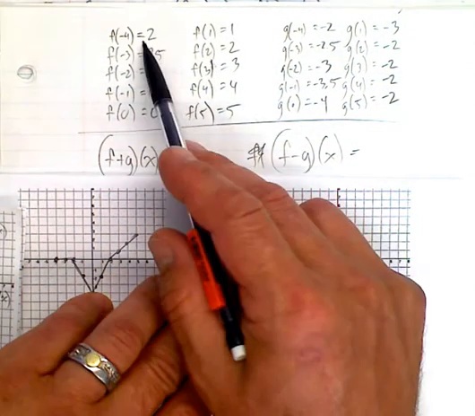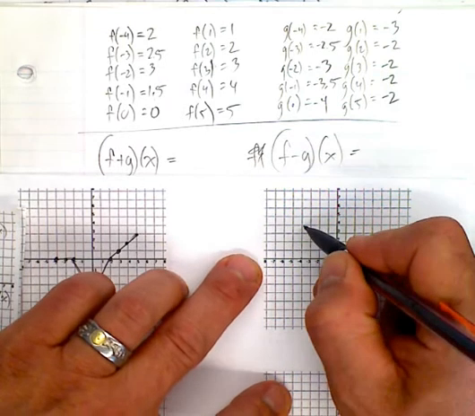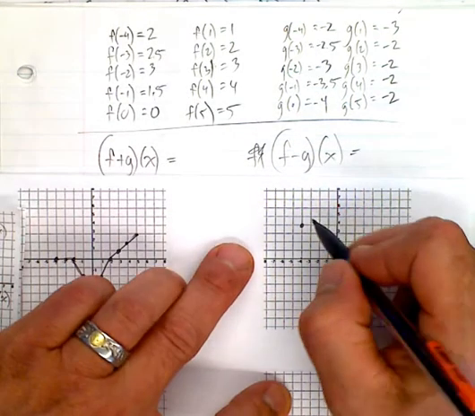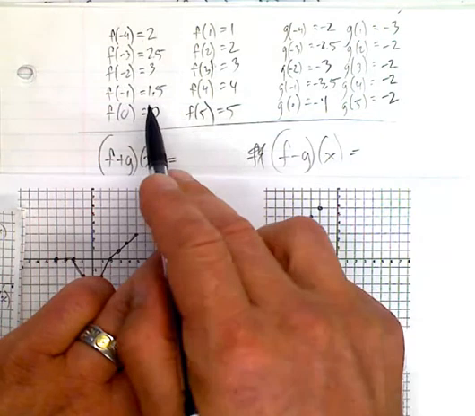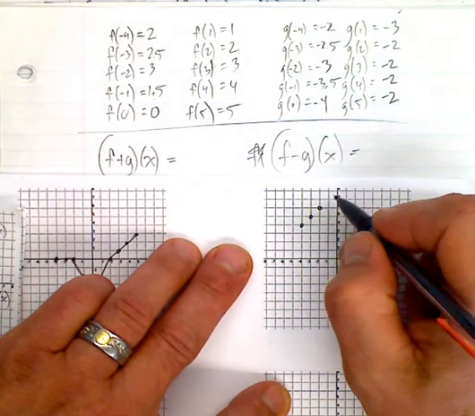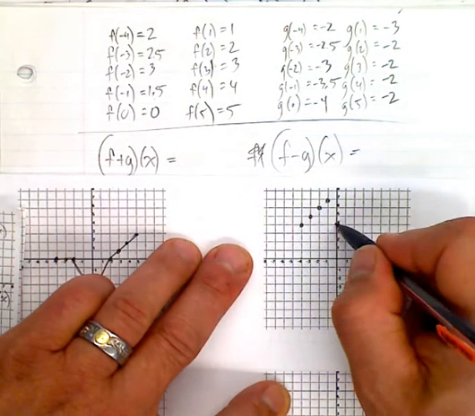So 2 minus a negative 2 would be 4. So at negative 4, it's 4. 2.5 minus a negative 2.5 would be 5. 3 minus a negative 3 is 6. 1.5 minus a negative, so plus 3.5, would be 5. And then 0 minus a negative 4 would be 4. It jumps back down here.